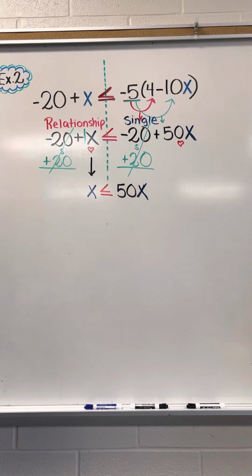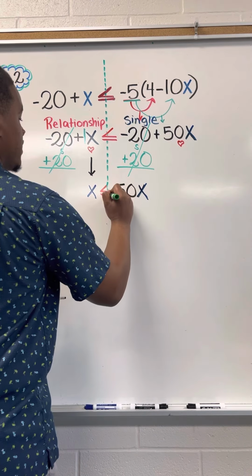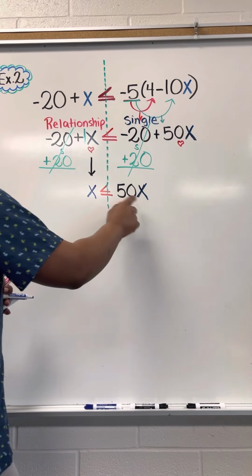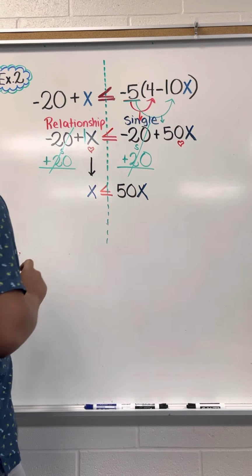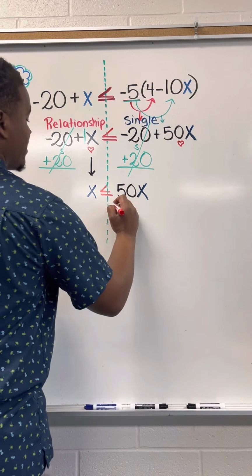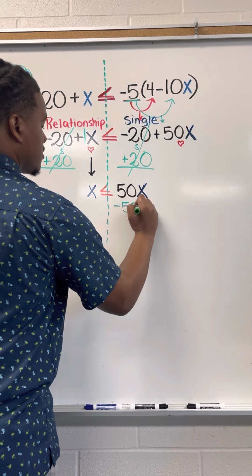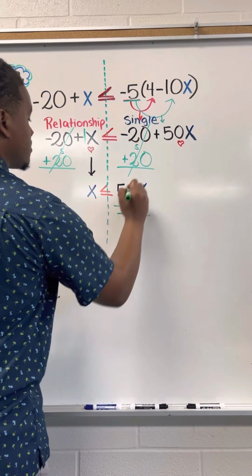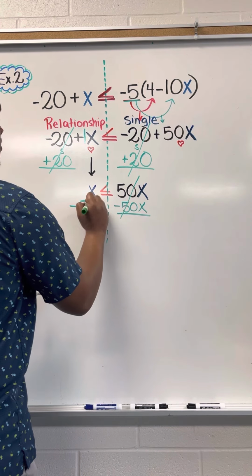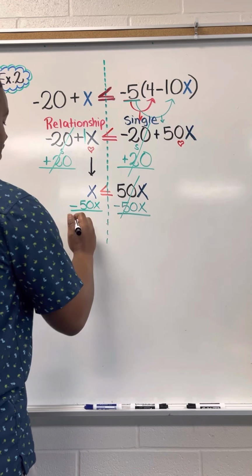Okay? Now, if you notice, 50x is in a relationship, but it's on the single side. So I need to move this over here, okay? So the opposite of saying positive 50x is a negative 50x. So I'm going to subtract 50x on both sides. That cancels out. x minus 50x equals negative 49x.